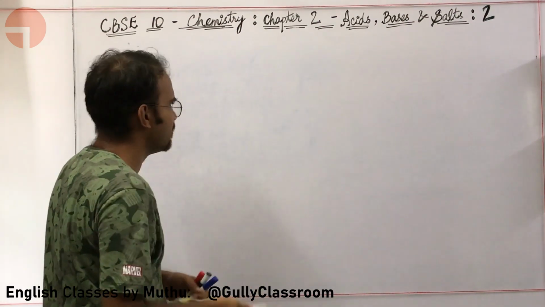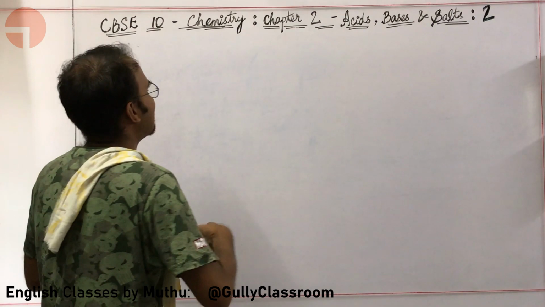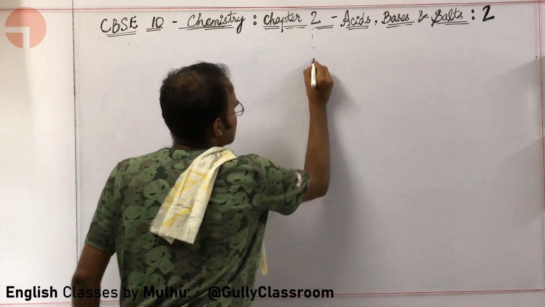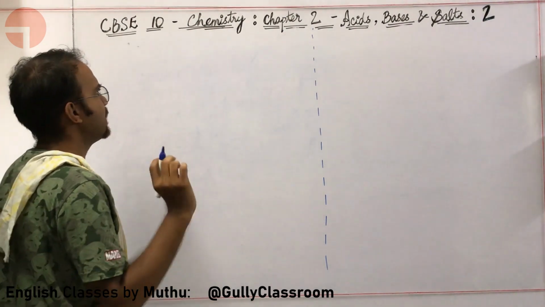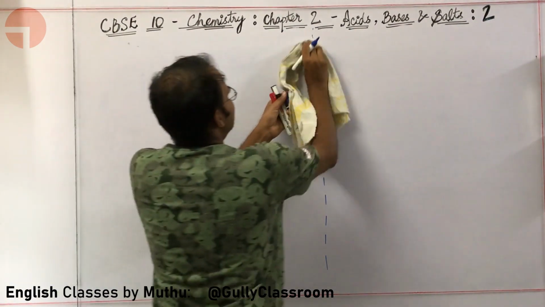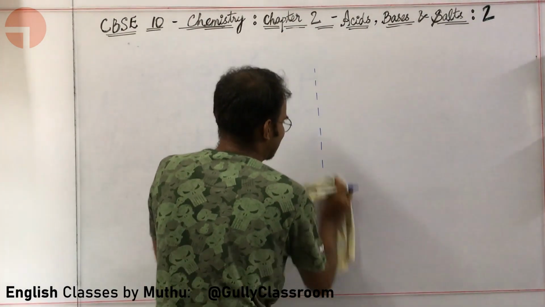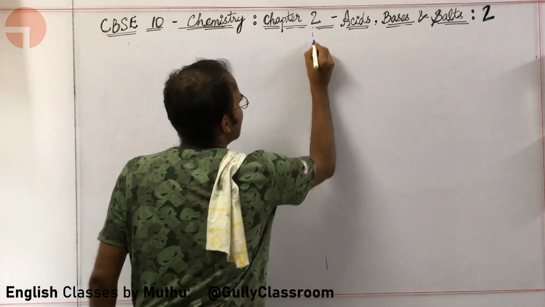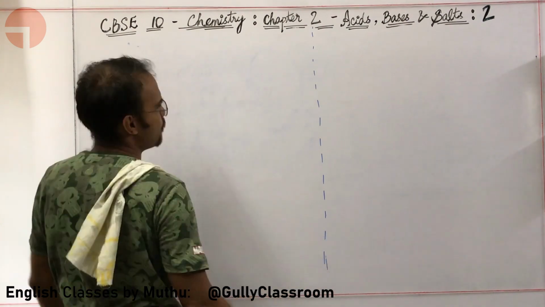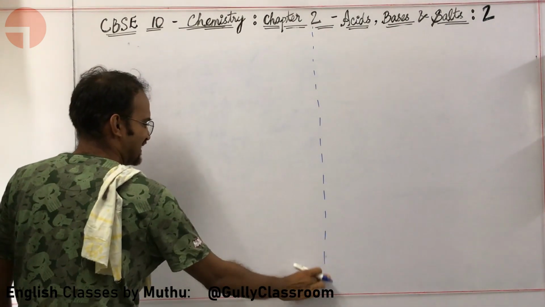Now let me divide the board into two and let us start our chemical properties of acids and bases. I think it is slightly biased towards that side. I want to redraw this line. Kindly accommodate me. Is this line somewhat okay? Anyway, let us start the lecture.